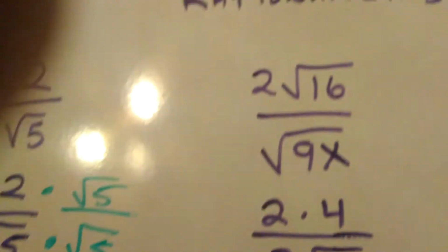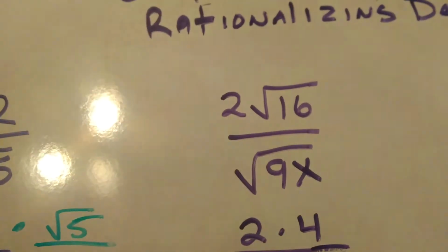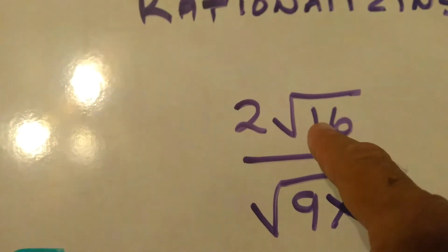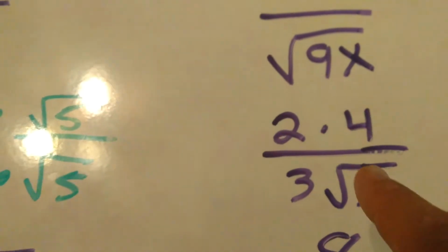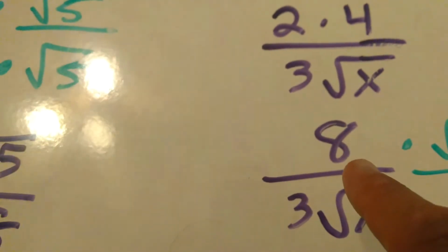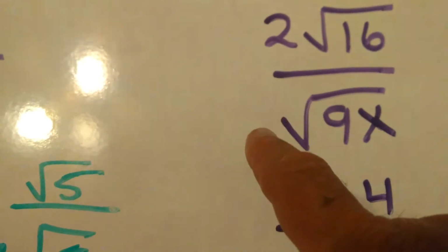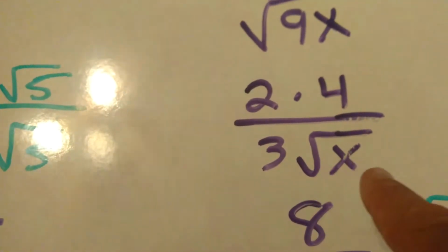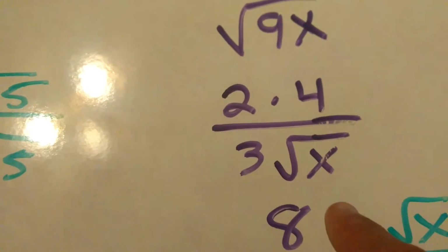We come over and look at this problem. We have to simplify these fractional radicals first. So in this particular problem here, we have square root of 16, which is 4. 4 times 2 gives me 8 in the numerator's place. On the bottom, I can take the square root of 9 and bring the 3 outside, so I now have 3 square root of x. So the only thing that's a problem with this in the denominator's place is the square root of x.